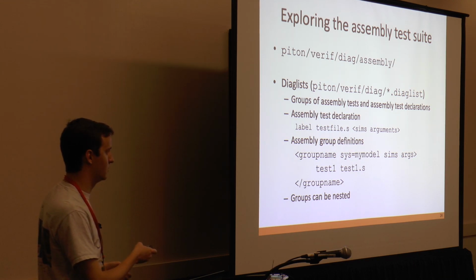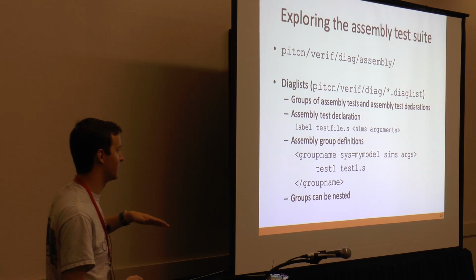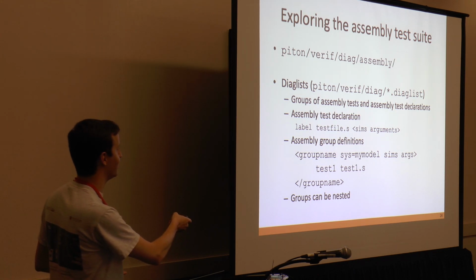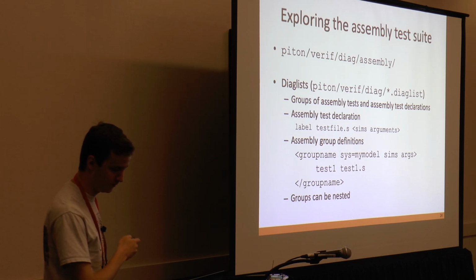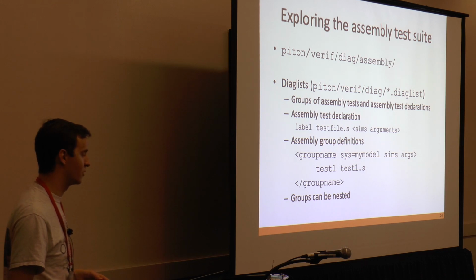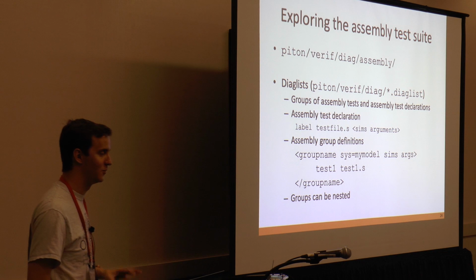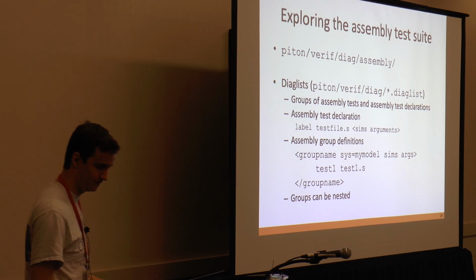And within an assembly group, you have individual assembly test declarations. So here we see the group is called group name, and we have test1 which runs test1.s. Something that can be really useful for your testing purposes is that groups can be nested. So if you want to have a more hierarchical grouping of your tests, you can use assembly groups pretty effectively for that.